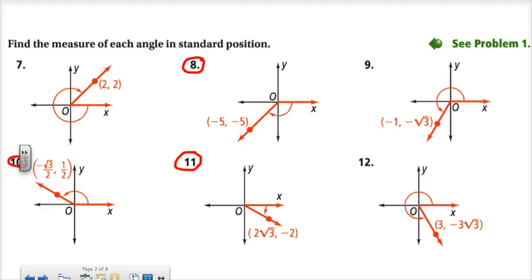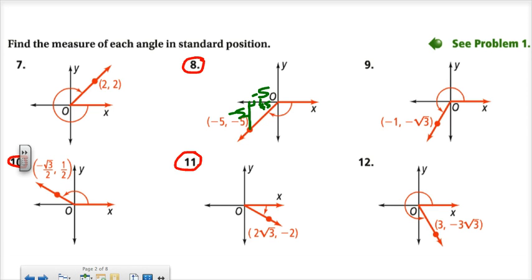Number 8, find the measure of each angle in standard position. And what we have to do is think of forming that right triangle. And usually I'll form that with the x-axis so I can visualize what's going on. And then I see it was -5, -5. And that tells me that has to be an isosceles right triangle. The only way that that's an isosceles right triangle is if this little angle right here is 45 degrees.